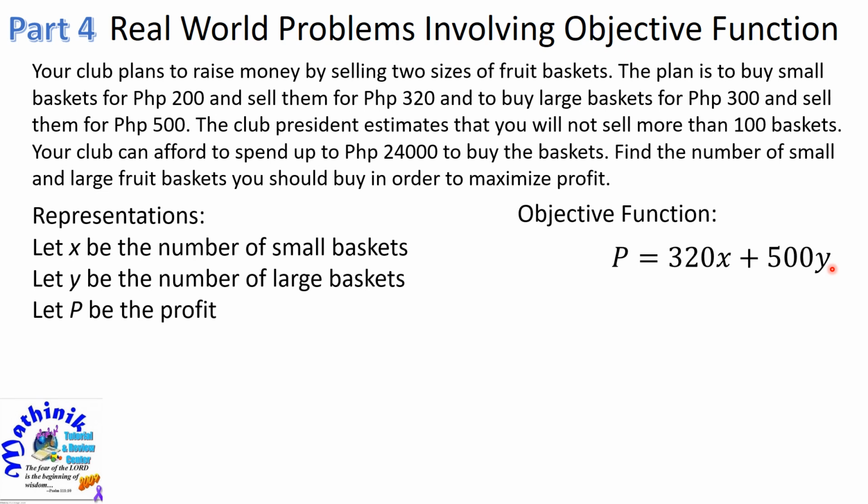So if we're going to get the net profit, the resulting value for P will be subtracted by 24,000 pesos, considering that the club was able to spend the maximum amount of 24,000. So our objective function here is getting the profit, gross sales for that matter.